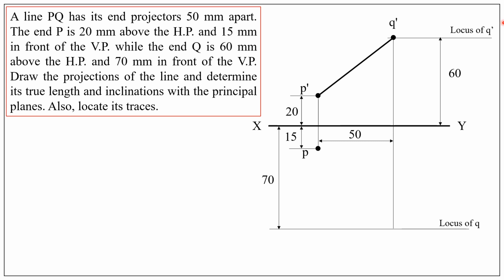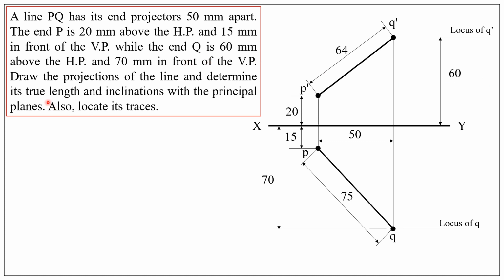Measure its length, 64. Similarly, the perpendicular line intersects locus of Q at point Q. We can join PQ, that is the top view, and measure its length, which is equal to 75. So the front view length is 64, top view length is 75. We have drawn the projections. Projections means front view P dash Q dash and top view PQ.